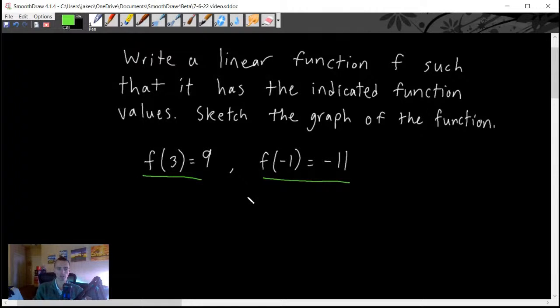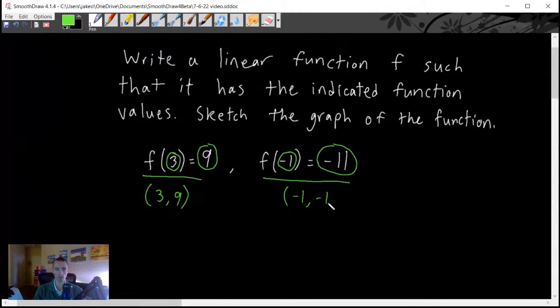So really what this kind of notation here, f of something equals something, basically tells you is that whenever you plug in whatever number is inside the parentheses into your function f, you will get out whatever number is over here as an output. Really what that means is we have an ordered pair of a point that we know lies on our linear function. We know that it has to go through the point 3, 9 in order for this to be true. And then similarly over here, we know that if we plug in -1 into our function for x, we're going to get out -11 for y. So we know that it goes through the point -1, -11.